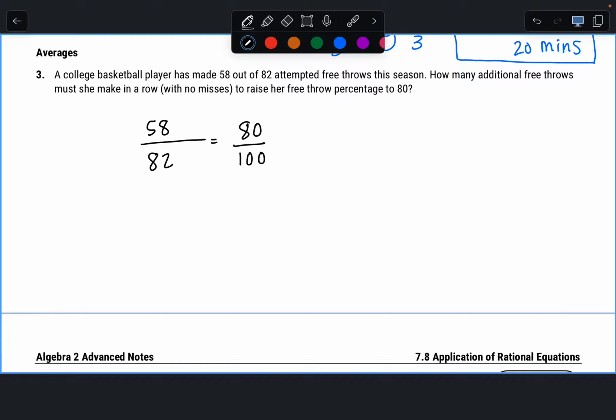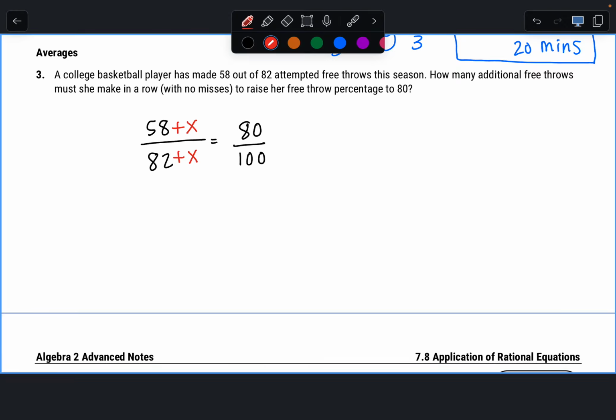Now, what we have to think about is she is going to add to the shots that she made. So that means we're going to add a number to the numerator. But every single time you add a number to the numerator, you also have to remember that you are adding to the total attempts. So that same number is getting added to the denominator. So every single time you set up a problem like this, you are going to add a value, but don't just add it to the numerator. You also add it to the denominator.